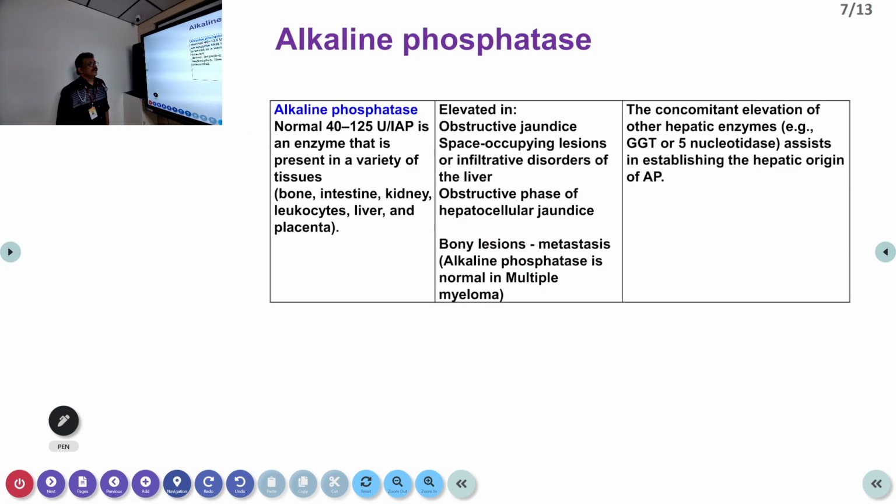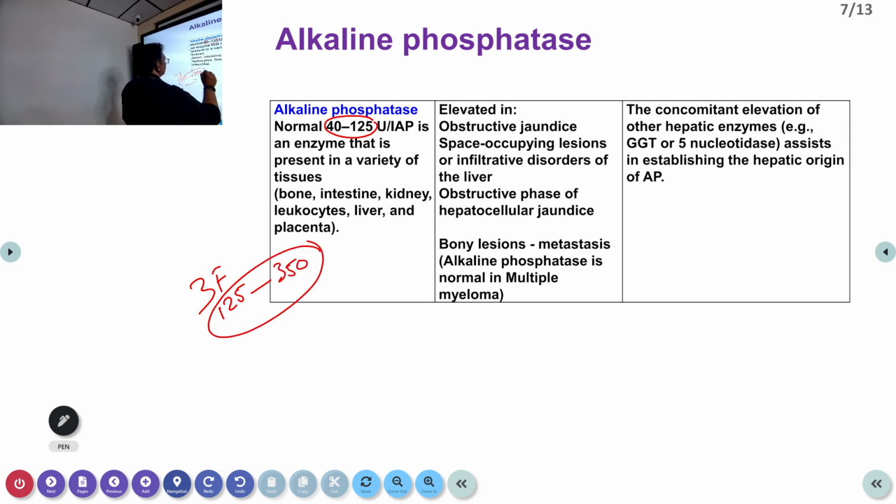Another investigation is alkaline phosphatase. Normally the alkaline phosphatase will be 40 to 120 units per liter, and if there is a threefold elevation of the upper limit, 125 to around 350, if that much elevation is there, then you have to be very careful. Alkaline phosphatase in liver disease is classically due to obstructive jaundice. So this is the classical disease which produces elevation of alkaline phosphatase more than threefold. Then the obstructive phase of hepatocellular jaundice.